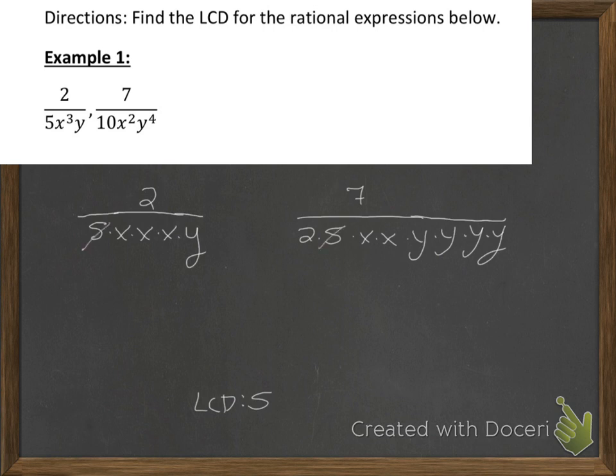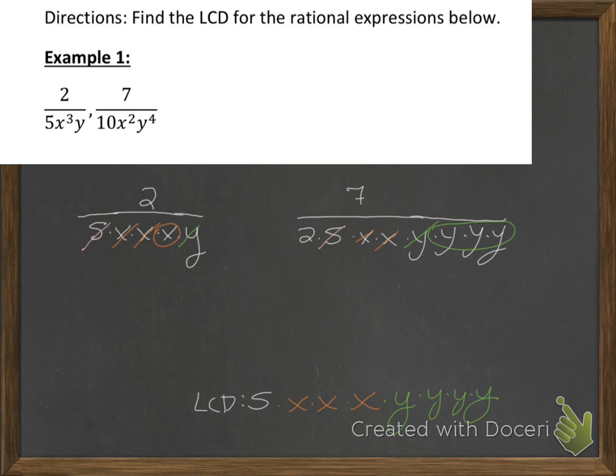What else? Well, they both contain 2 x's, so we can have x times x. Now this one has an x as well, so we have to throw that in. What about the y's? Well, this one has 1 y, so we can put a y in there, and then this has 3 more y's. So we have 1, 2, 3.